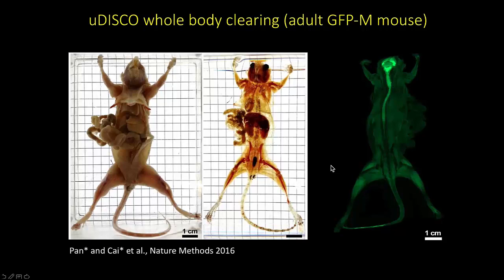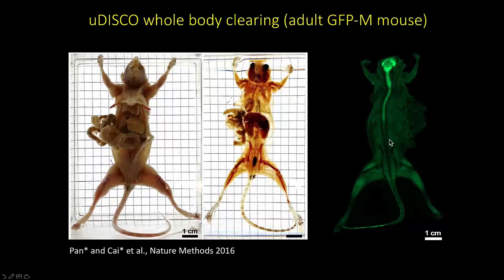So let's look at this cleared animal under the microscope. This is just a plain fluorescent image of the cleared GFP-M mouse. You can see that the brain is lit. Even the area with the hippocampus, where there are more cells, is really bright, and the spinal cord is also quite clearly visible. The neurons that are expressing GFP.